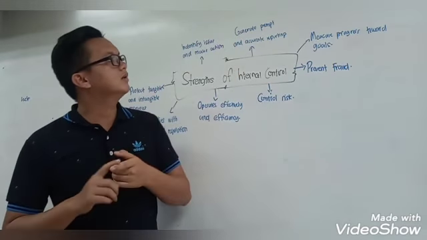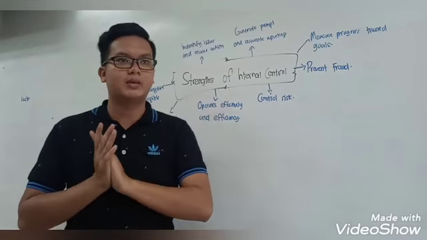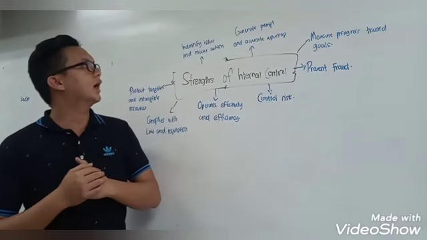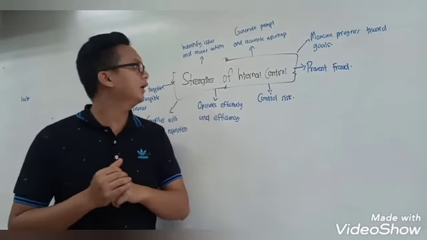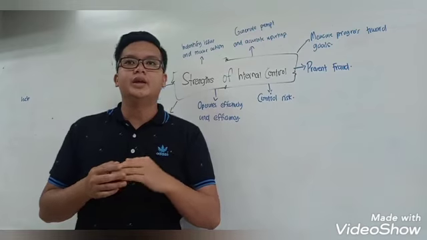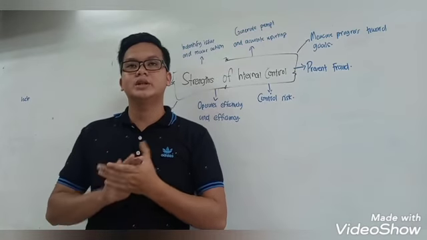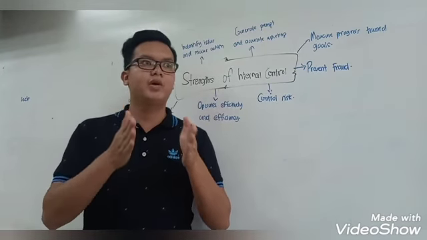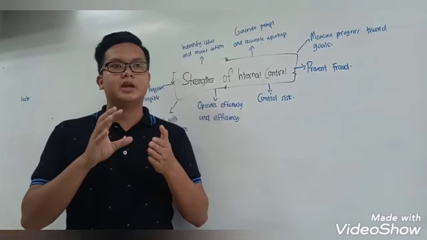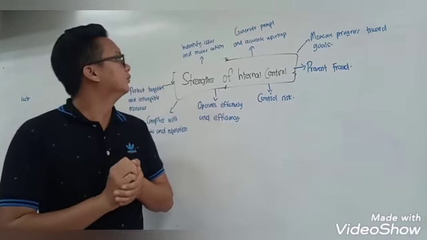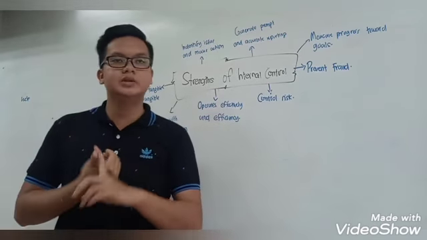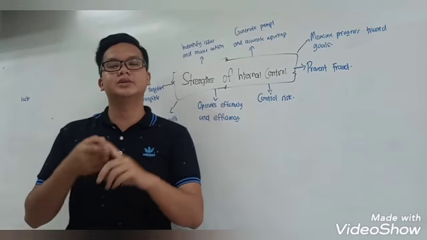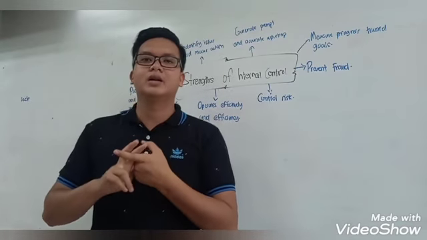Next is generate prompt and accurate reporting. And the last one is identify issues and take action. If your business operation is not on the flow, then you can take action to prevent the issue and get back on track.